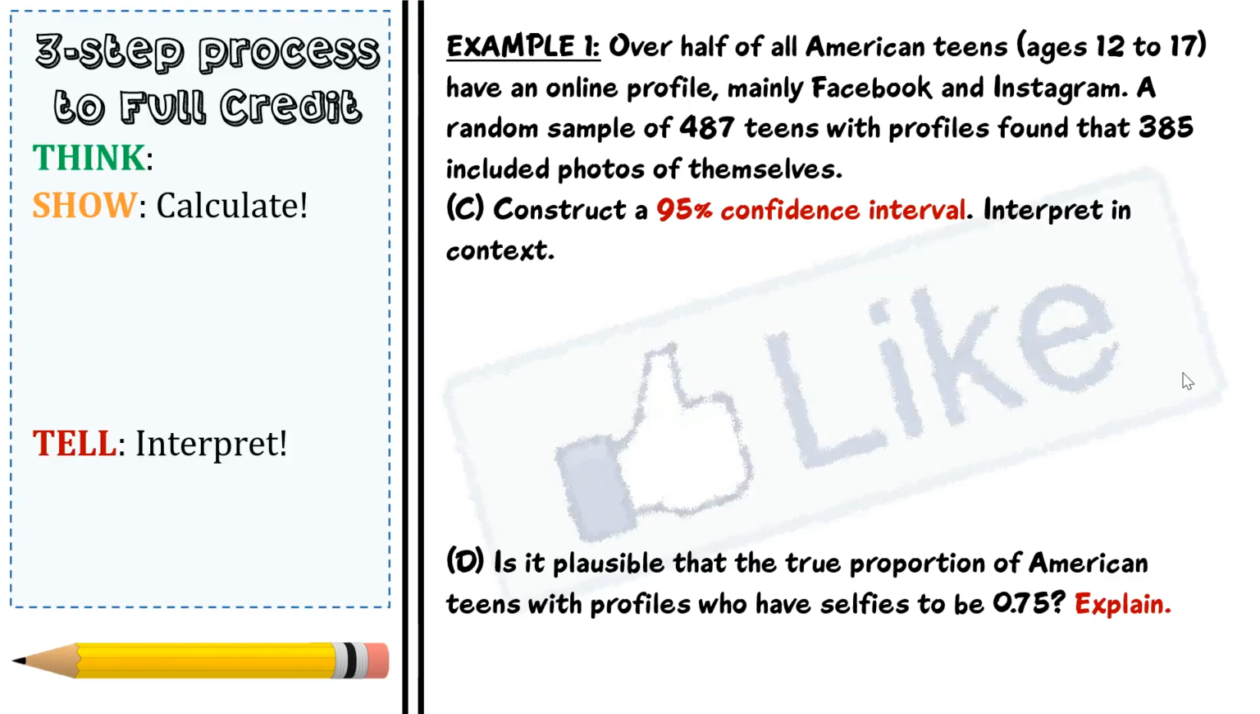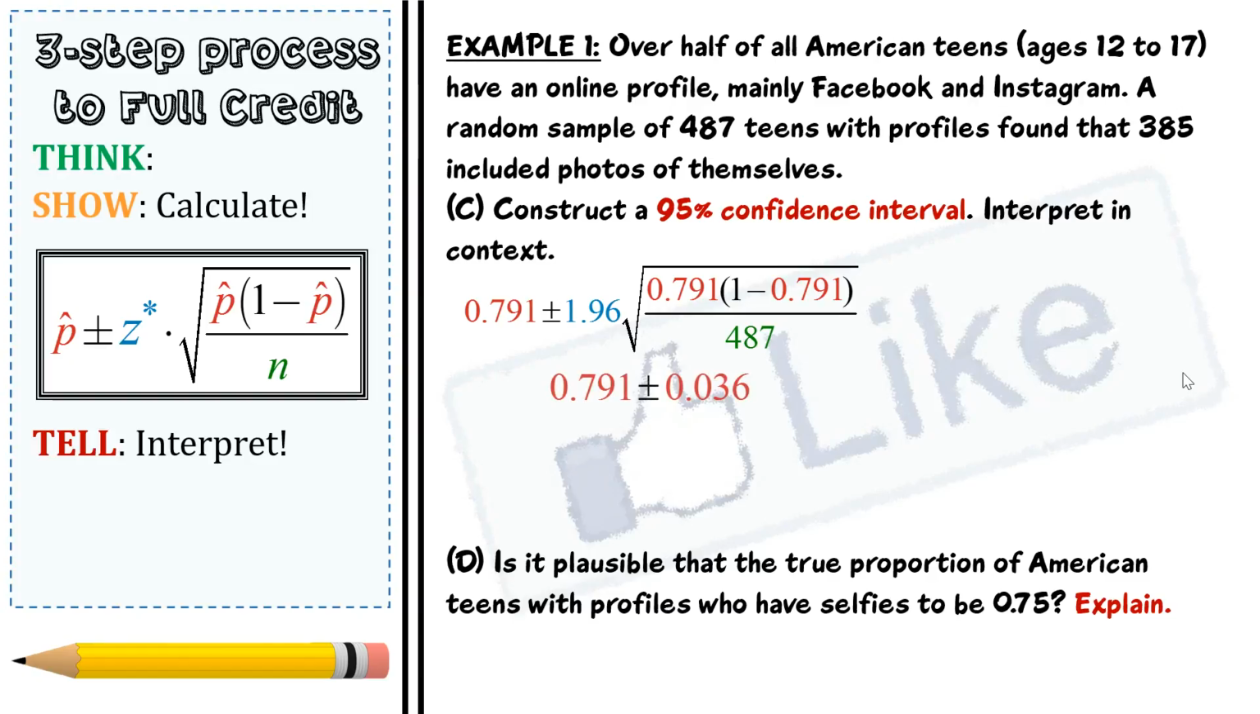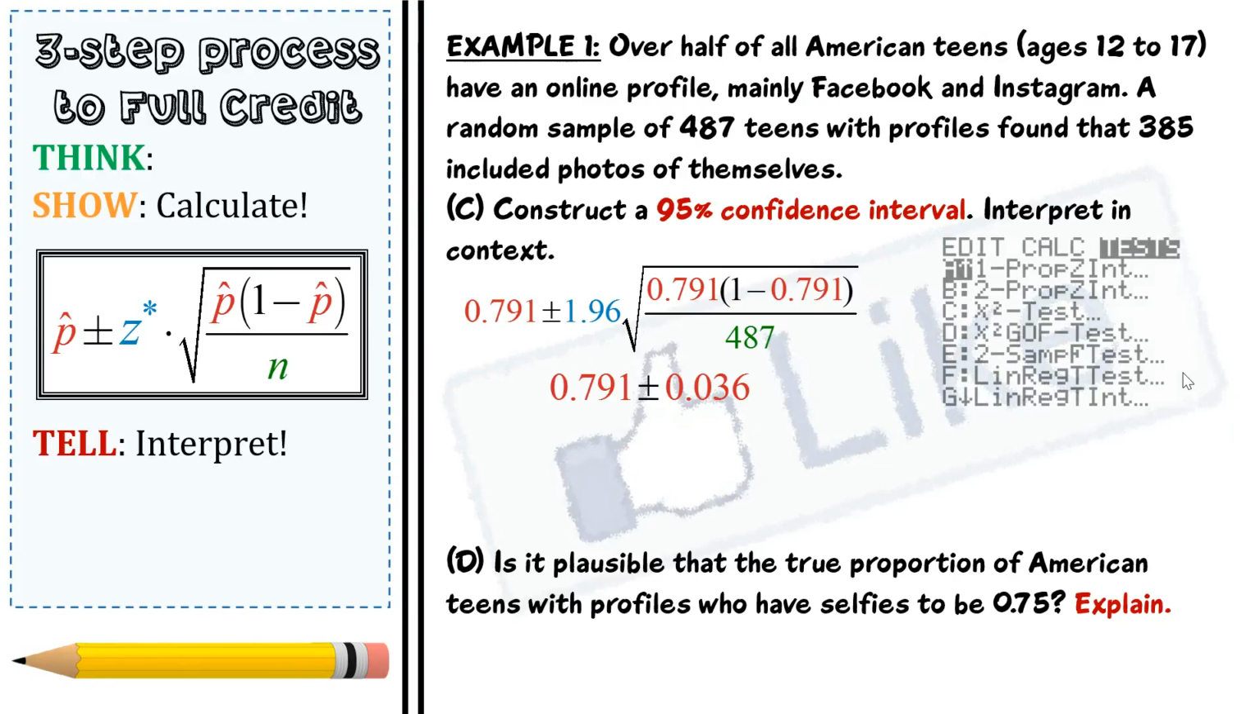All right, so let's go ahead and do a little construction. So here's my little formula. Again, my p hat is my sample statistic. So that's 385 divided by 487, which is where that 0.79 is coming from. 95% confident, so there's the 1.96. Notice the p hat gets plugged in and everything all works out. So you can calculate this by hand. It's not that it will take a long time, but it's helpful to make sure you know the formula and where it's coming from. You can also use your calculator.